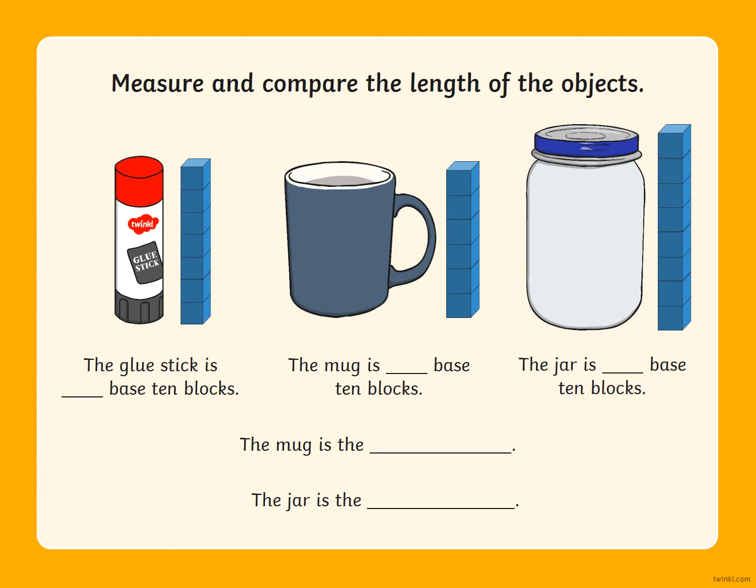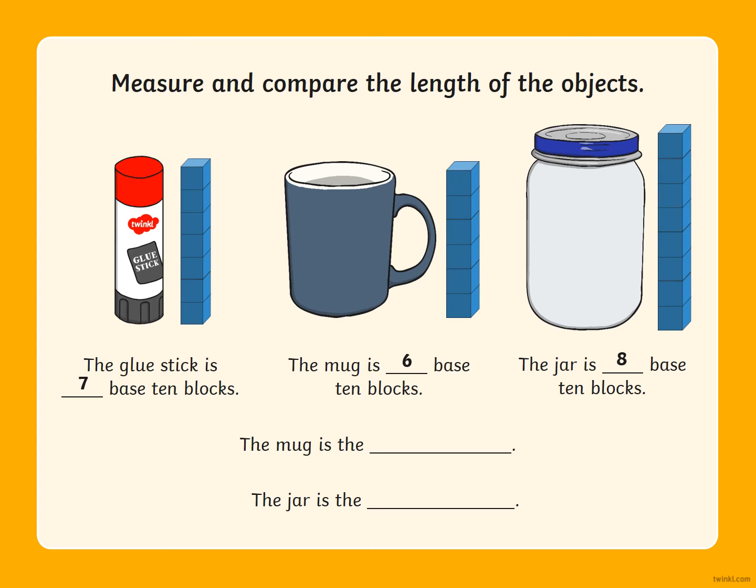Oh, this time I've got 3 objects. The glue stick is 1, 2, 3, 4, 5, 6, 7 blocks tall, whereas the mug is 1, 2, 3, 4, 5, 6 blocks. The jar is 1, 2, 3, 4, 5, 6, 7, 8 blocks. Pause the video here and see if you can fill in those blanks for me. When you're ready, click on pause.